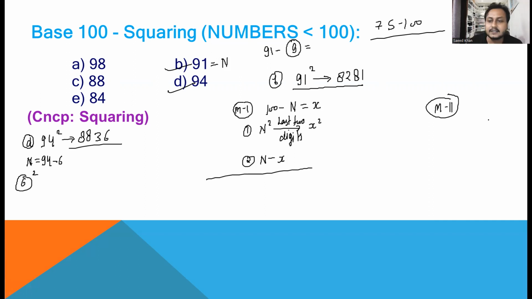Right? Second method, you can also use the second method. What is the second method? Let's take this example. What is 91 square? So guys, 91 square means 91 into 91. Write it down as 91 into 91.